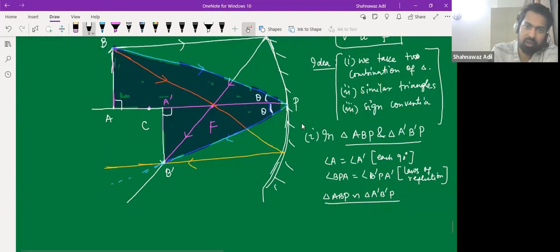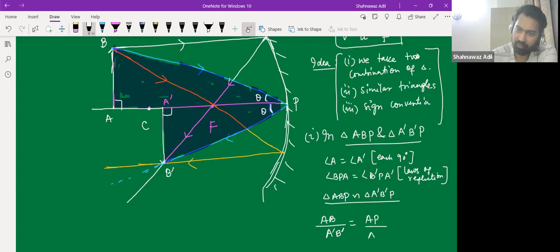Yes, sir. So the property of similar triangles says that the corresponding sides would be proportional, right? Whenever we have two triangles which are similar, then their corresponding parts would be proportional. So let me write that AB by A prime B prime. That would be how much? Let us use this one. So AP divided by this A prime. Is that clear?